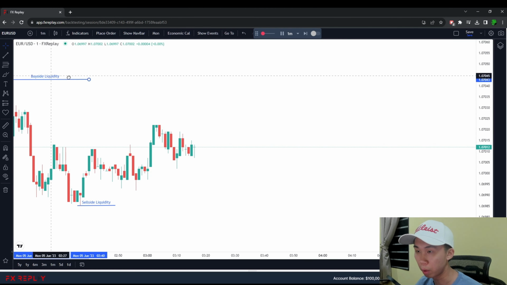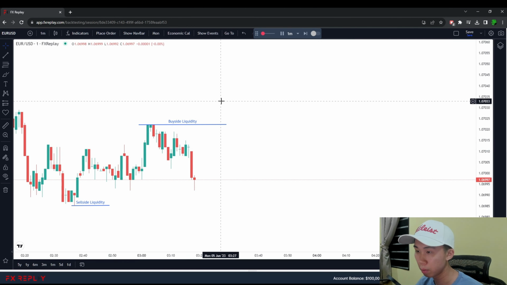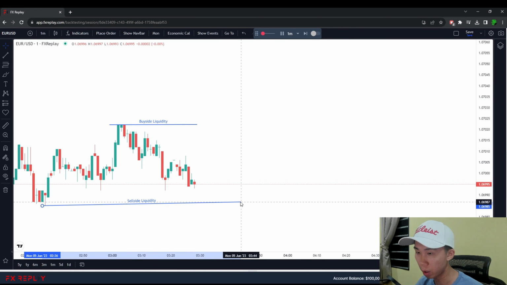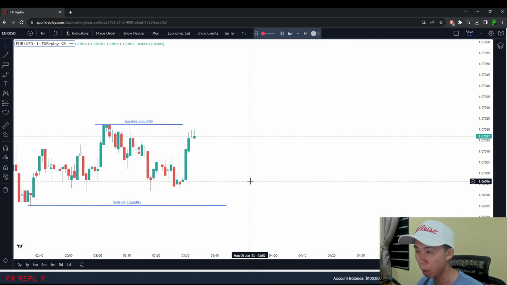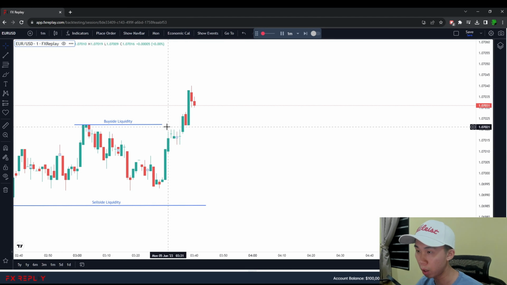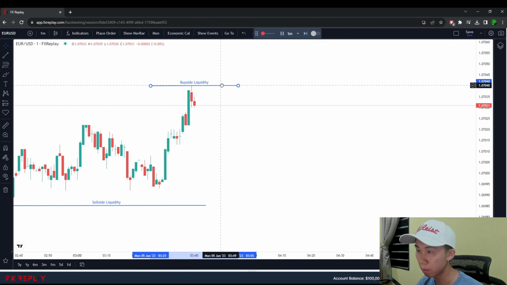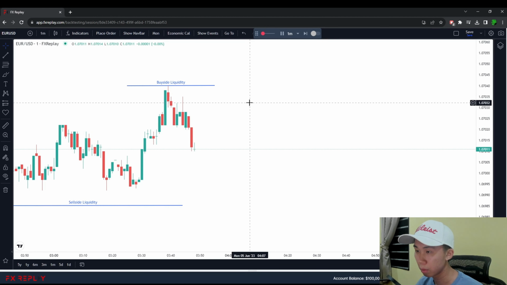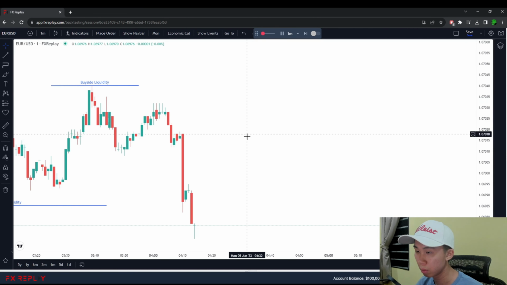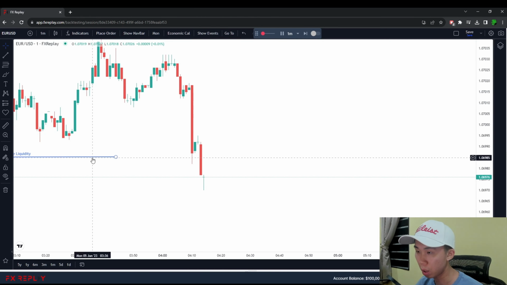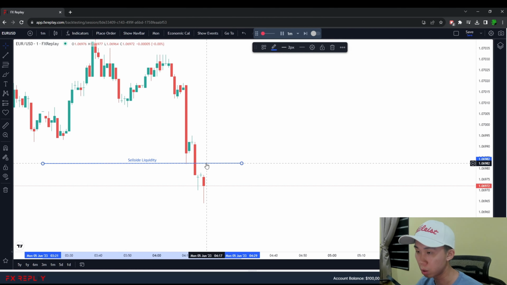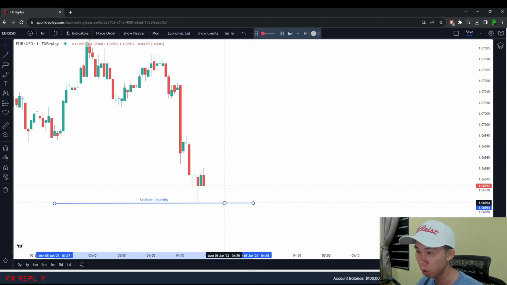So let's see, we have a new buy side liquidity here. So we have 2 points right now. Let's see which one it decides to tap. Tapped the upper one, decides to move higher. This is our new buy side. Price tapped into this sell side liquidity. This was our new one and price continued to tap down. Let's see what happens. Now this is our new sell side.